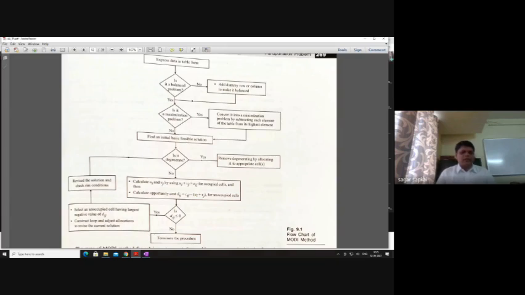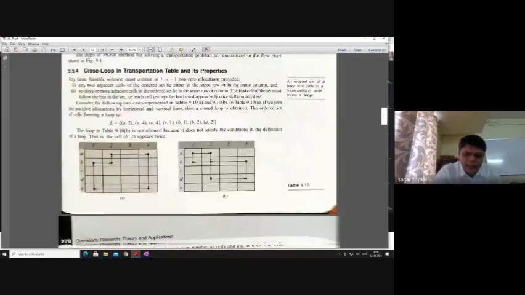Then revise the solution and check the rim condition. Then after that, again check whether the solution is degenerate or not. If at all it is degenerate, resolve the degeneracy by assigning delta. How to do that, we are going to discuss with one problem today. If it is not degenerate, then go on checking the optimality condition. If it is optimal, terminate the procedure. If it is not, then go for improving the solution in the discussed manner. So that way this flowchart works.